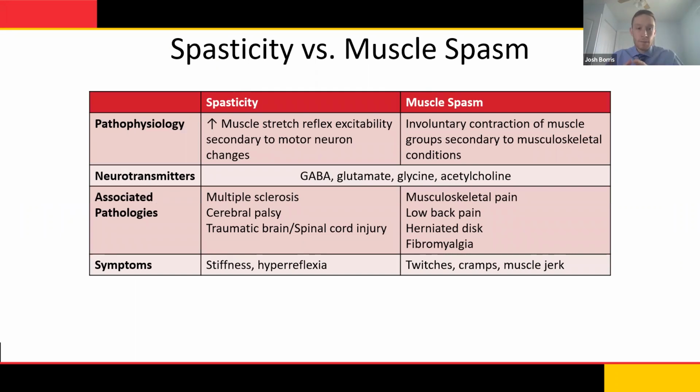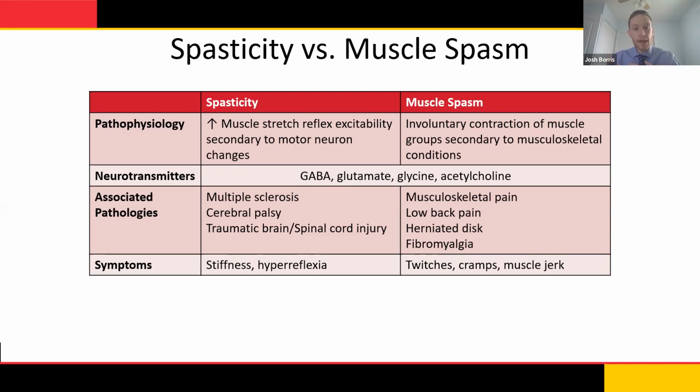This is a nice little chart I put together about the differences between spasticity and muscle spasm. They have two very distinct pathophysiologies, from what we know at least. Spasticity seems much more well researched than muscle spasm specifically, so we know a little bit more about it. For spasticity, we see an increase in muscle stretch reflex excitability, and this is actually due to motor neuron changes that occur. So what we think with spasticity is these are really neurologic conditions in nature.